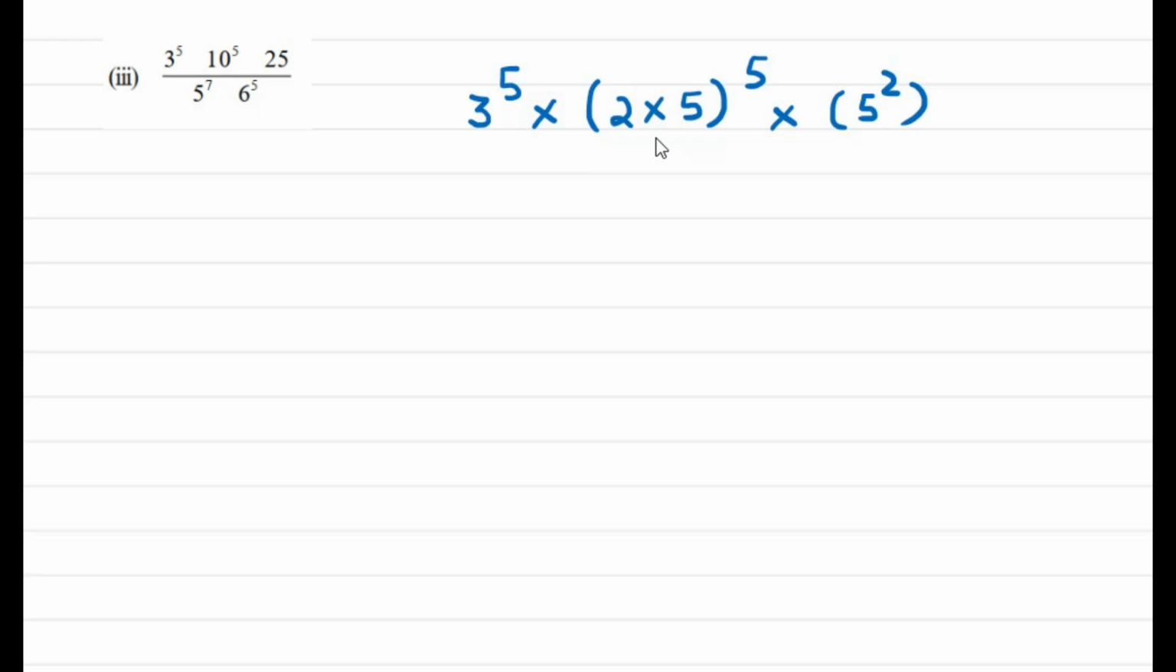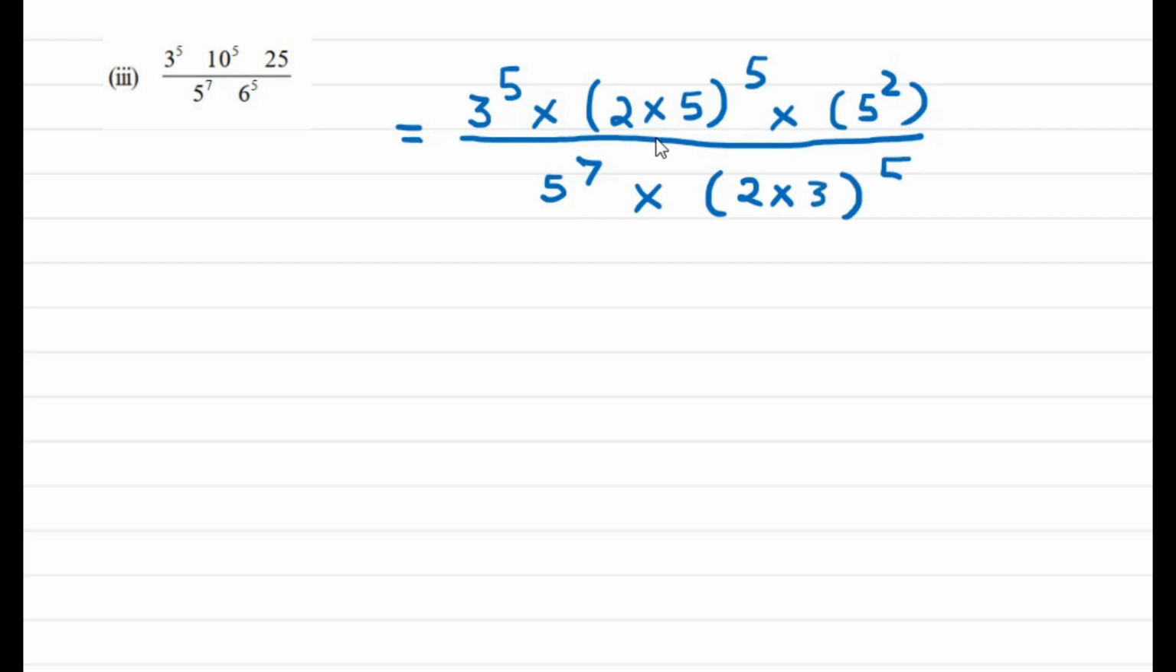squared. Then what do we have in the denominator? In the denominator we have 5, leave it, prime number. Next one is 6, so 6 can be written as 2 into 3, to the power 5. So that's all we have. Now we will take the like terms together. So we have 3 to the power 5 in the numerator, but no other term in the numerator has 3 as the base. So leave it. In the denominator we have this. In the next step we will take the denominator also.